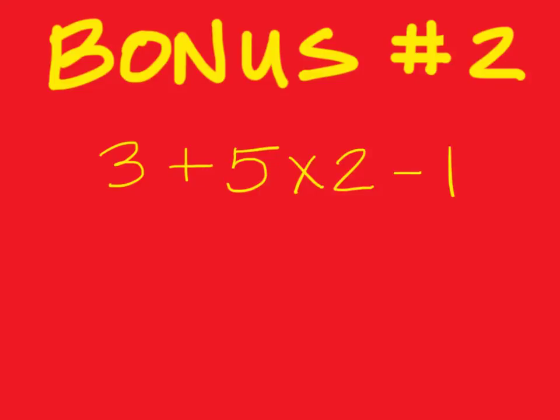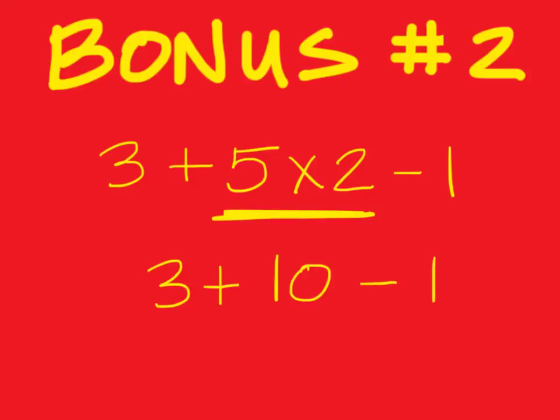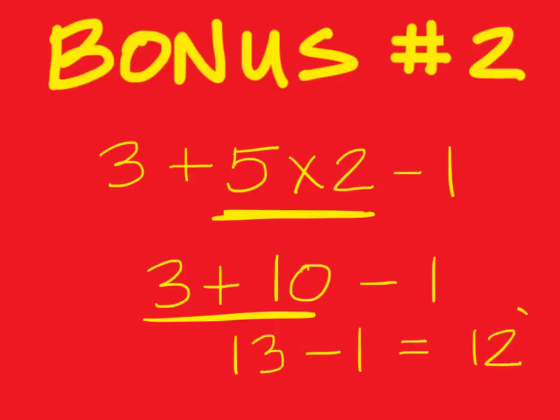Bonus number 2. You have to do multiplication before anything else. So 5 times 2 is 10. And you still have 3 plus and minus 1. Now when you have plus and minus, you have to do them in order left to right. 3 plus 10 is 13. Minus 1 should be 12.